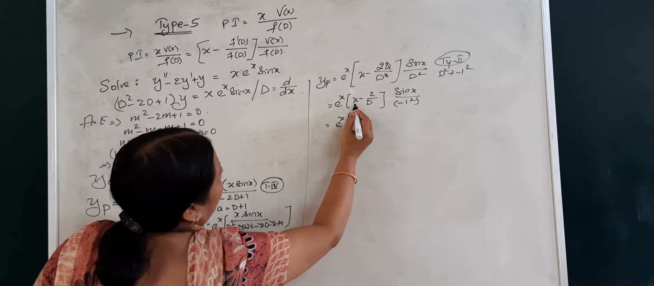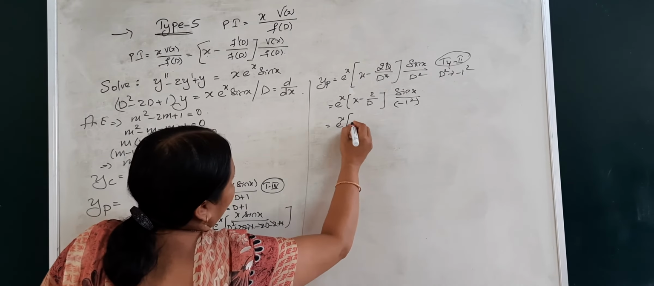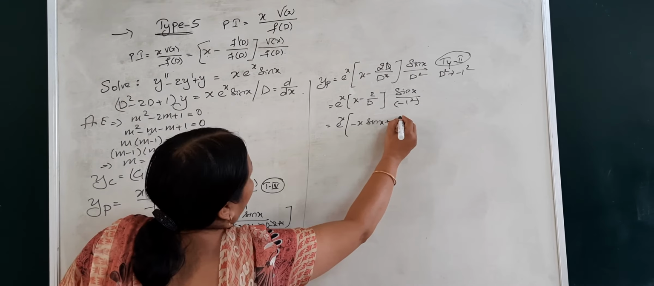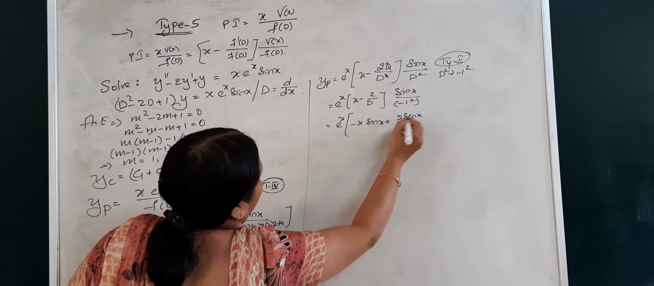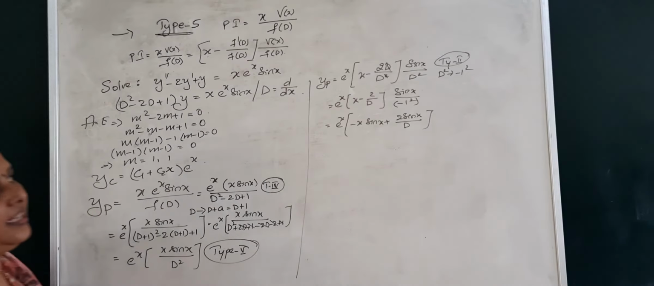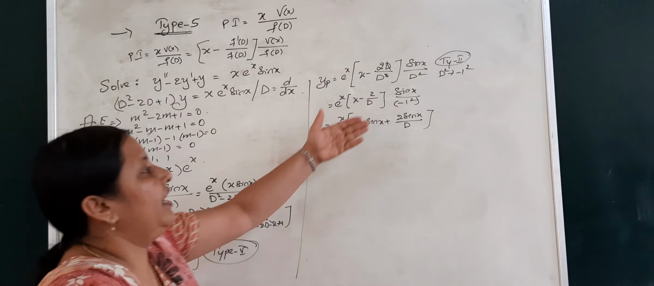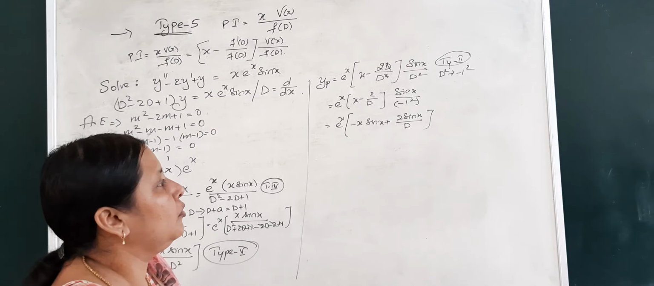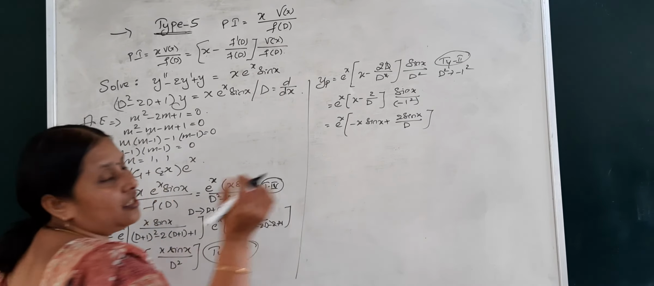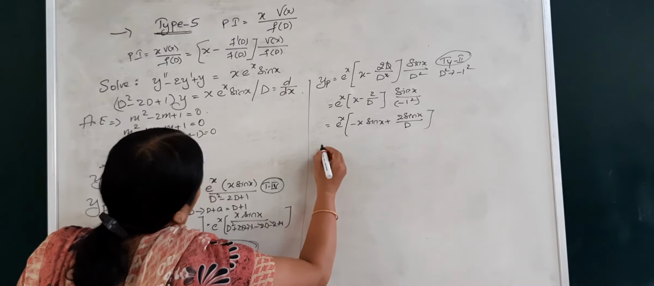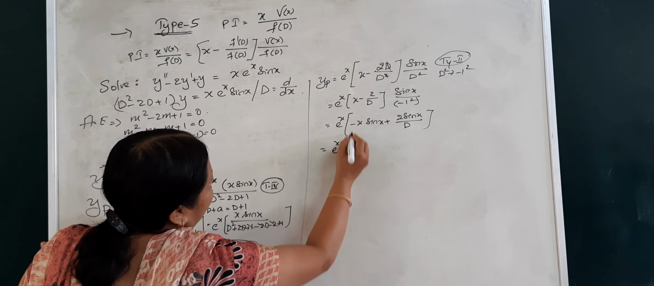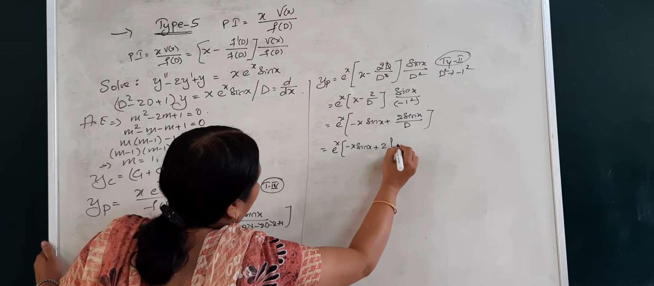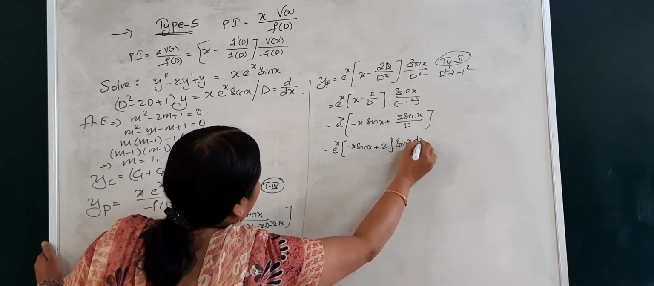e power x is as it is. Now multiply x into sin x by minus 1, which is going to be minus x sin x. Again minus of minuses, plus 2 sin x divided by D, and 1 by D is nothing but our integral. Either you can do it by dividing and multiplying, otherwise taking the integral easily. Because the function is easier, it's always preferable to go with simple integration rather than applying type 2 again. So e power x as it is, minus x sin x, plus 2 is outside, 1 by D is replaced by integral sin x dx.